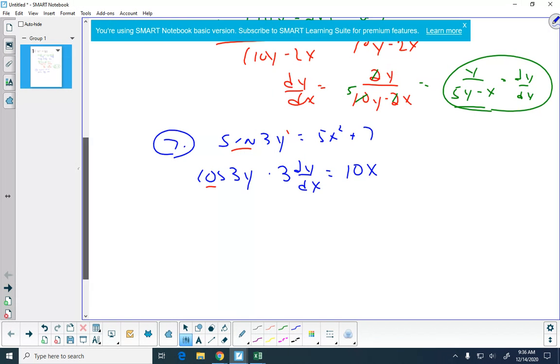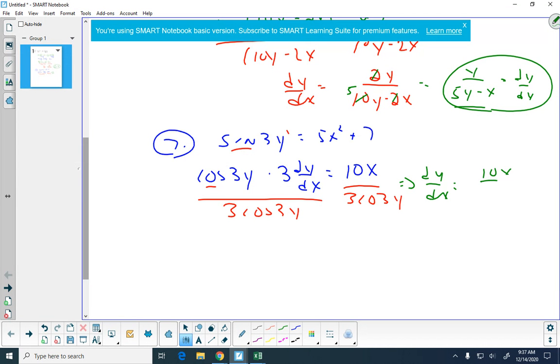Now we can divide both sides by this 3 cosine of 3y. So we're left with dy dx is equal to 10x over 3 cosine 3y.